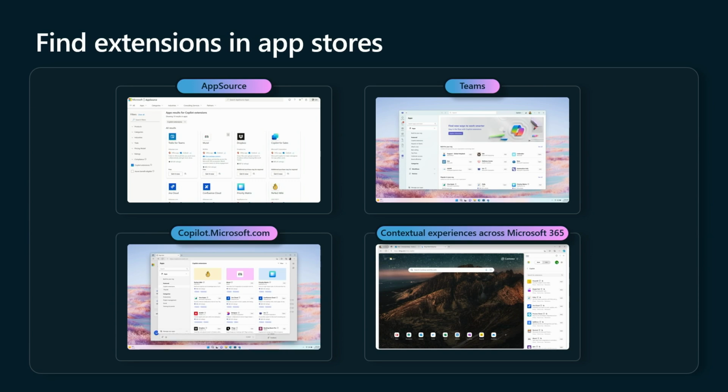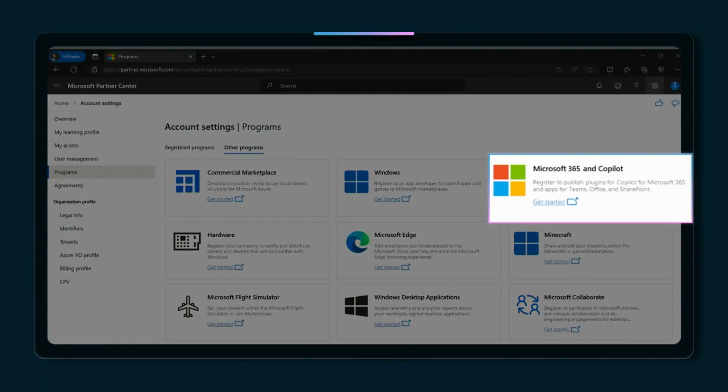Now let's take a look at the process you'll need to go through to publish your extensions to these storefronts. Publishing a Copilot extension is a very simple process. As an ISV partner, you'll want to start by navigating to Microsoft Partner Center, which is shown here, and specifically to that Microsoft 365 and Copilot partner program that you see highlighted here.